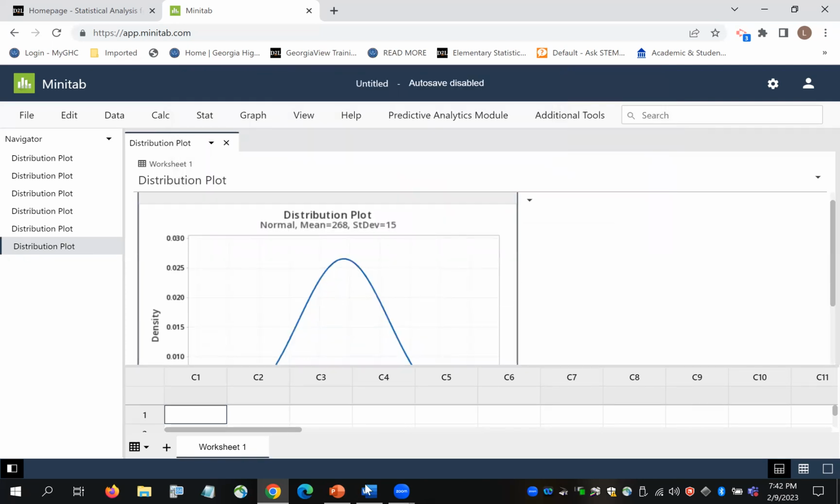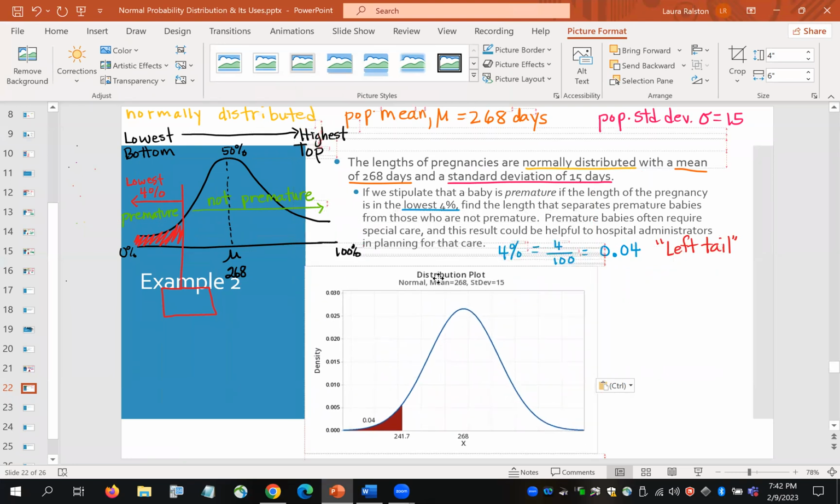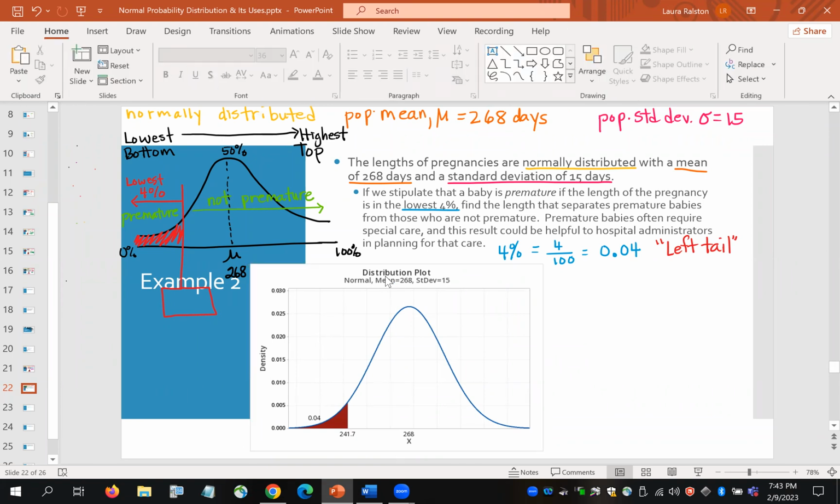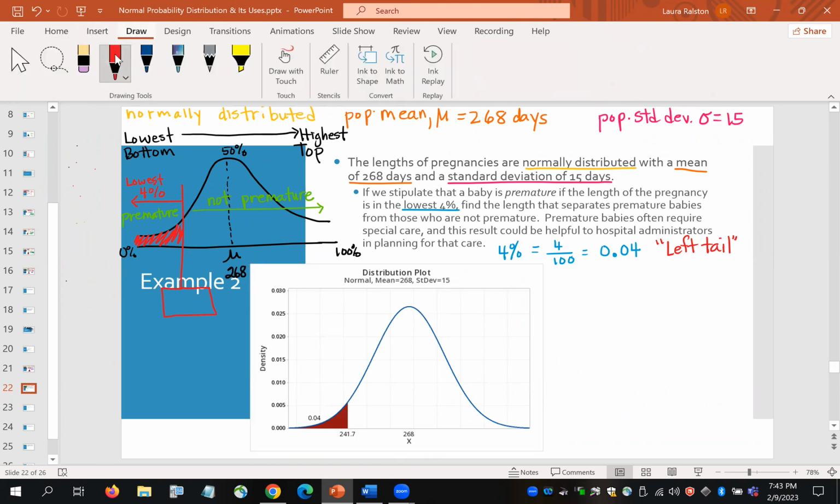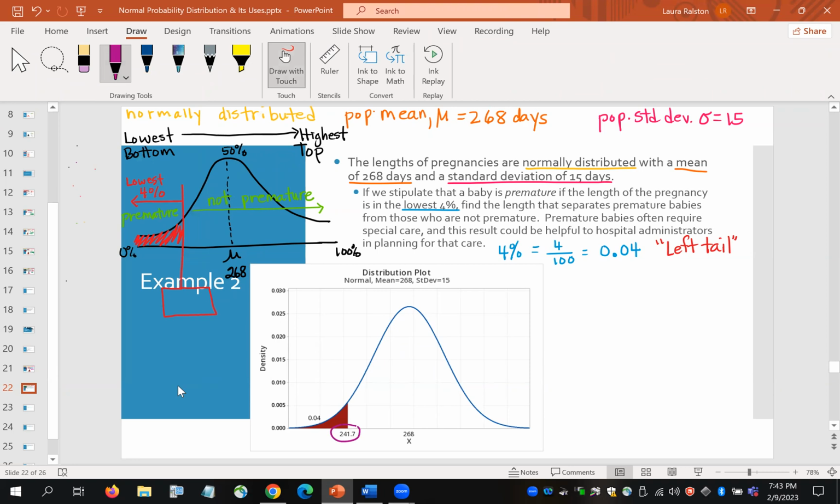And I'm going to copy this. And we get this graph. So again, I can see I've got my bell-shaped curve. My mean is marked in the middle. The red shaded region is marked as 4%. What I'm looking for is this X value, 241.7.